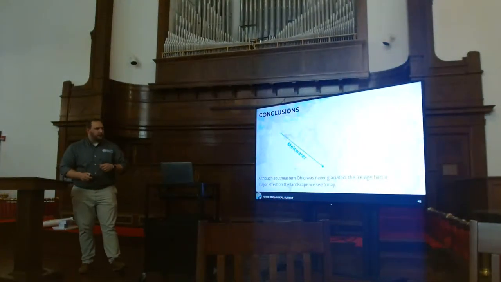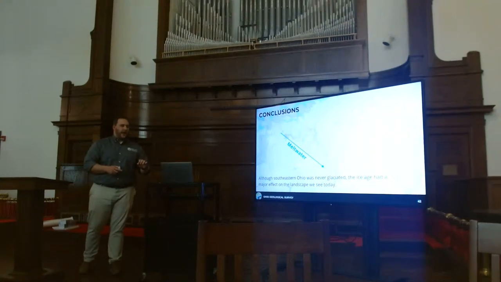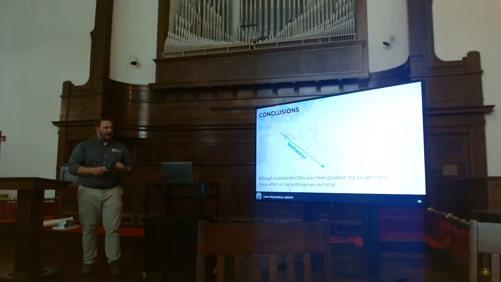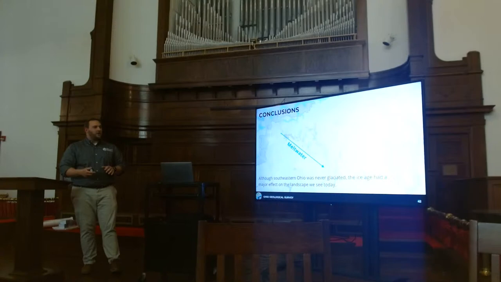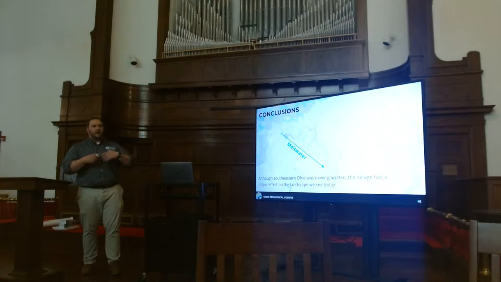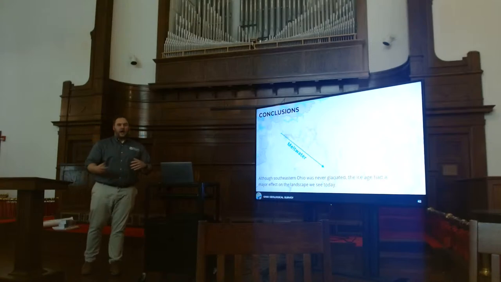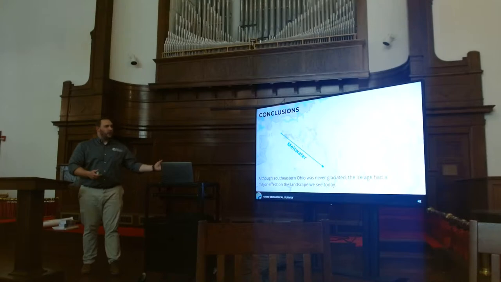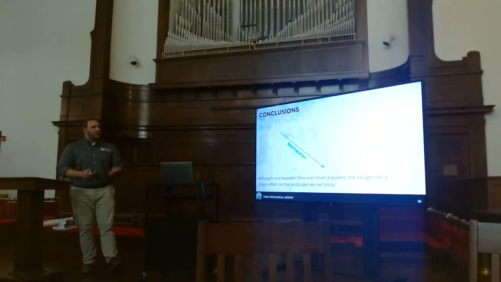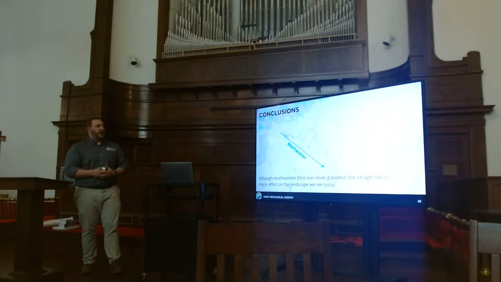So I have a couple of conclusions. First conclusion is although Southeast Ohio was never glaciated, the Ice Age had a major effect on the landscape we see today. We've talked about how the main way that we move sediments through Southeast Ohio is through that meltwater. And here in this particular part of the world, that's through the Hocking River. So the Hocking River is really carrying a lot of those sediments down eventually to the Ohio River, at least past the last glaciation or during the last glaciation.